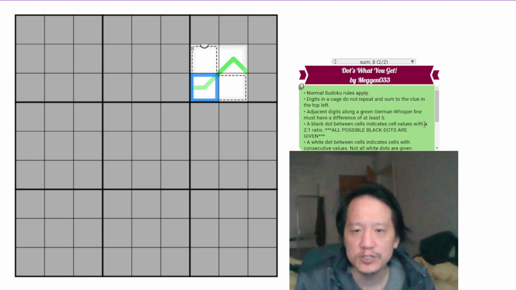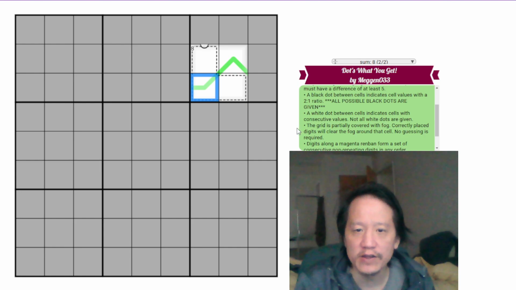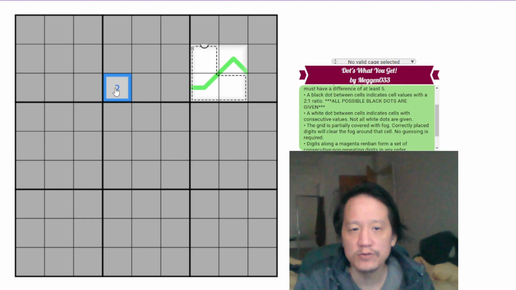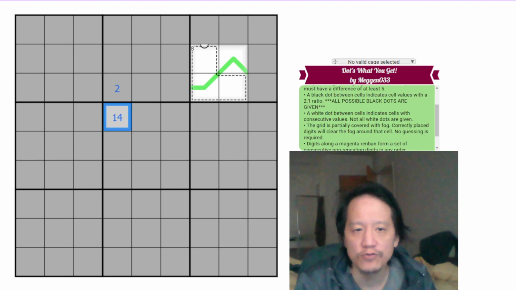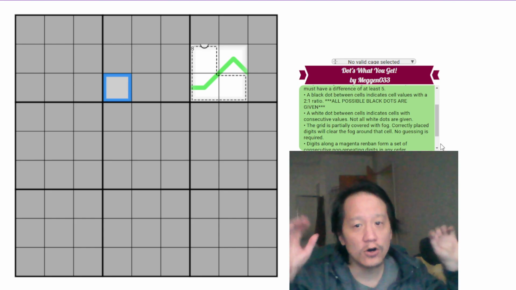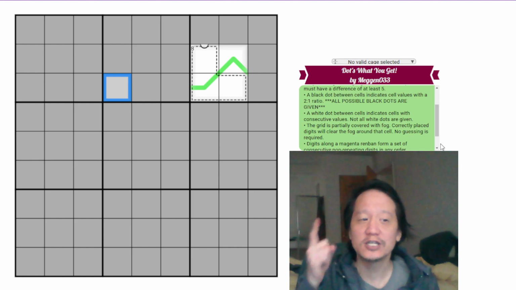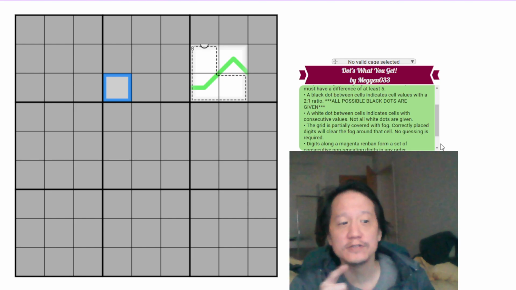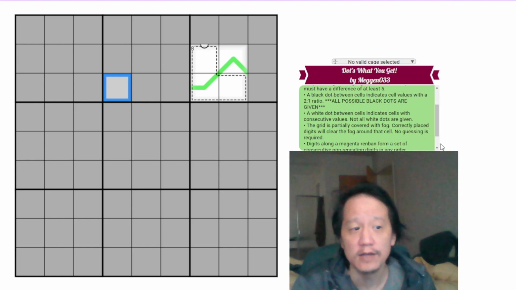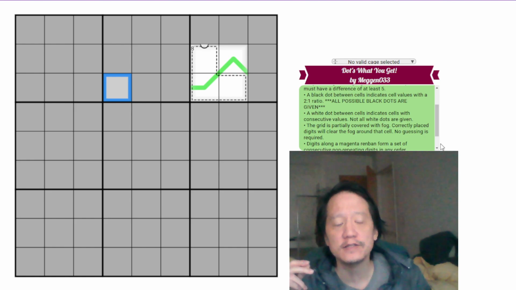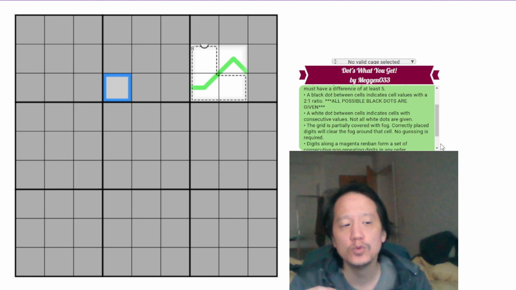A black dot between cells indicates cell values with a 2 to 1 ratio. So if there was a black dot, then if this was a 2, this would have to be a 1 or 4, because it has to maintain a 1 to 2 ratio. In all caps, all possible black dots are given.